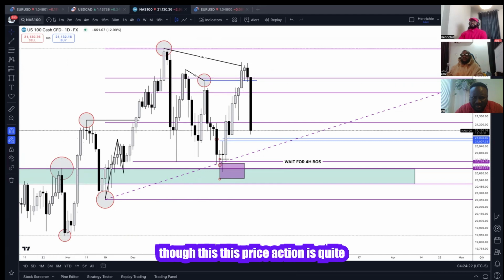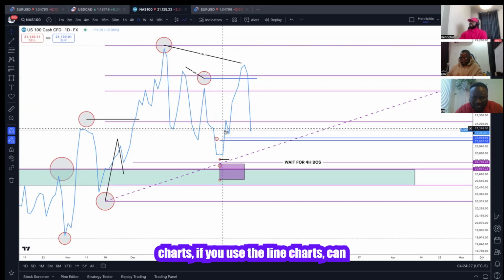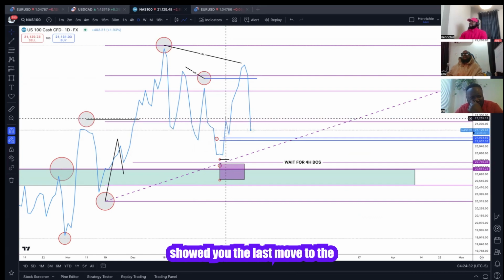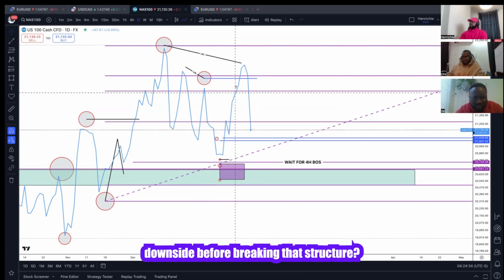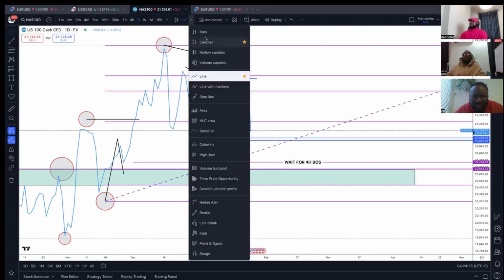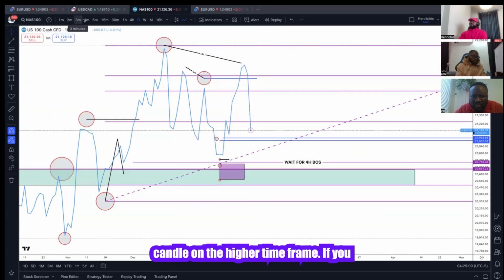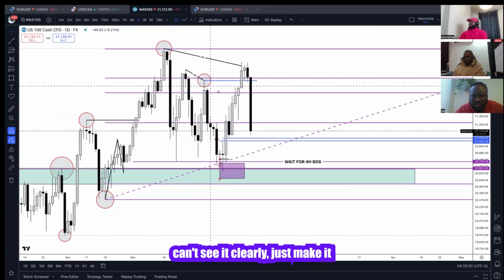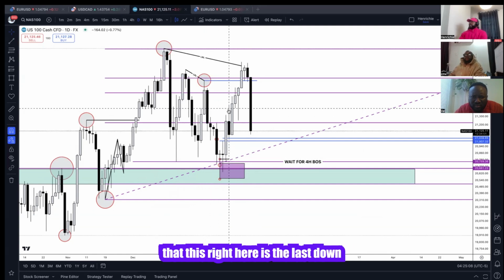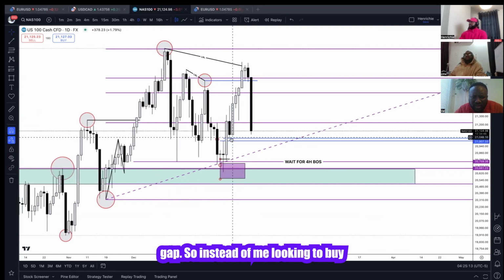Even though this price action is quite tricky, if you use the line chart, can you see how the line chart literally showed you the last move to the downside before breaking that structure? That is why that area. So this is one easy way to spot the last down close candle on the higher time frame if you can't see it clearly. Just make it the line chart. Now you can see that this right here is the last down close candle, but look, there's a fair value gap.